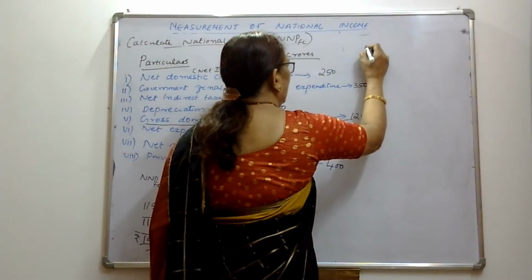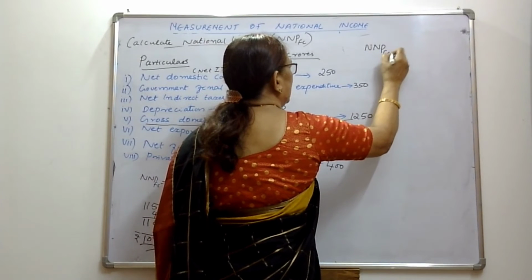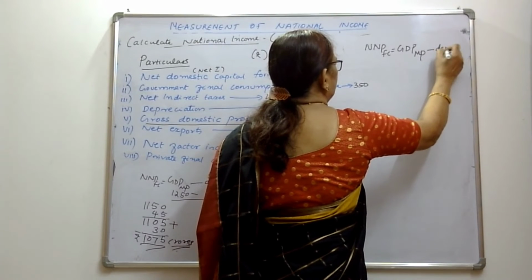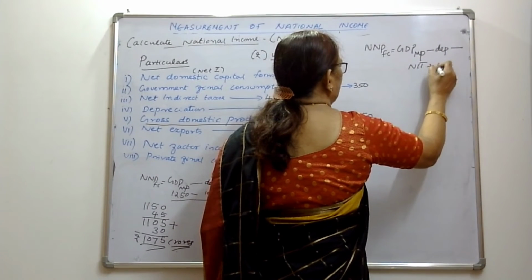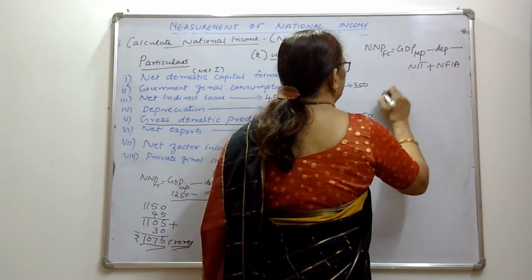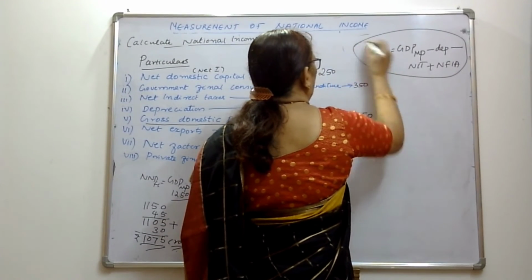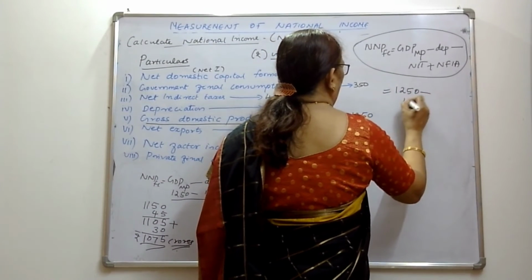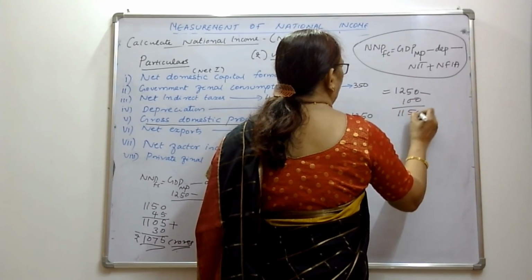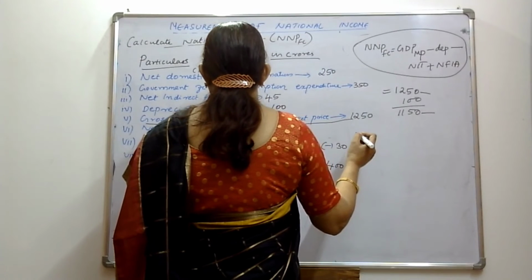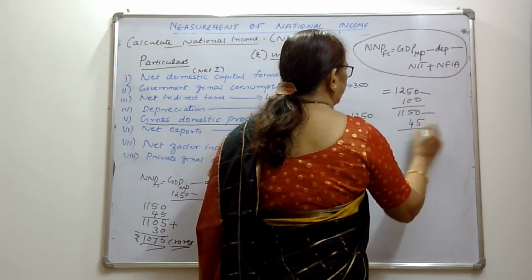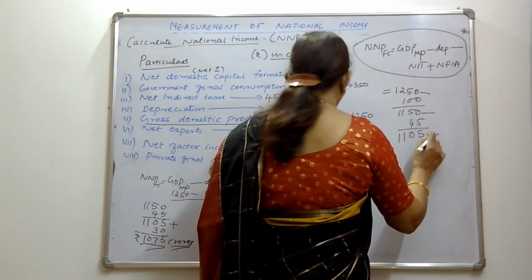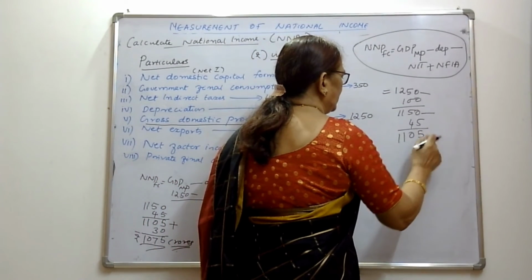So NNP at factor cost is equal to GDP at market price minus depreciation minus net indirect tax plus NFIA, which is 1250 minus 100, 1150, minus net indirect tax 45, plus NFIA, plus minus 30, which means we have to deduct it.